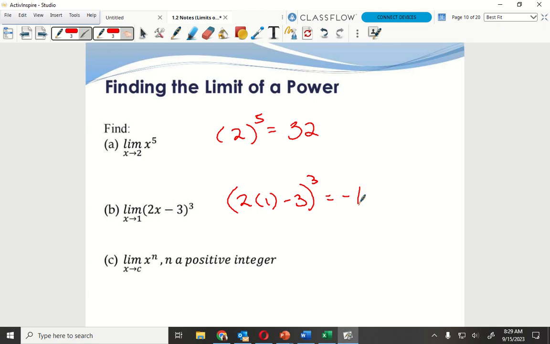Did I lose anyone on that one? Limit as x approaches c, where n is a positive integer. Okay, positive, that's a good thing. Integer means it's going to start at 2 and go up from there. And so as x approaches c, I'm just going to replace the x with c. So that's going to be c raised to the n power. You're going to get a lot of problems like this which actually don't have numbers that you have to expand.